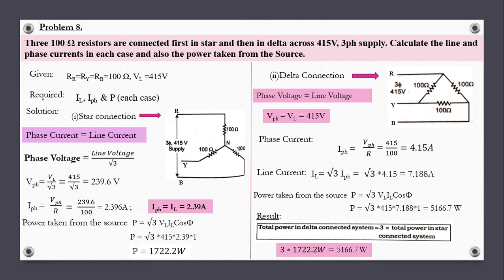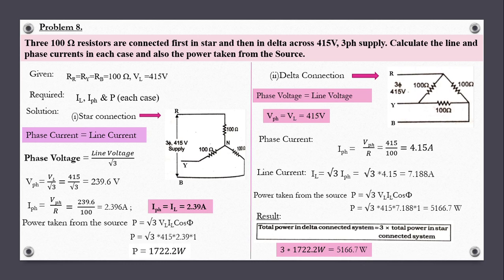So dear students, kindly understand the condition. For star connection, phase current is equal to line current. For delta connection, phase voltage is equal to line voltage. And the relationship between star and delta is total power in delta connected system is equal to 3 into total power in star connected system.